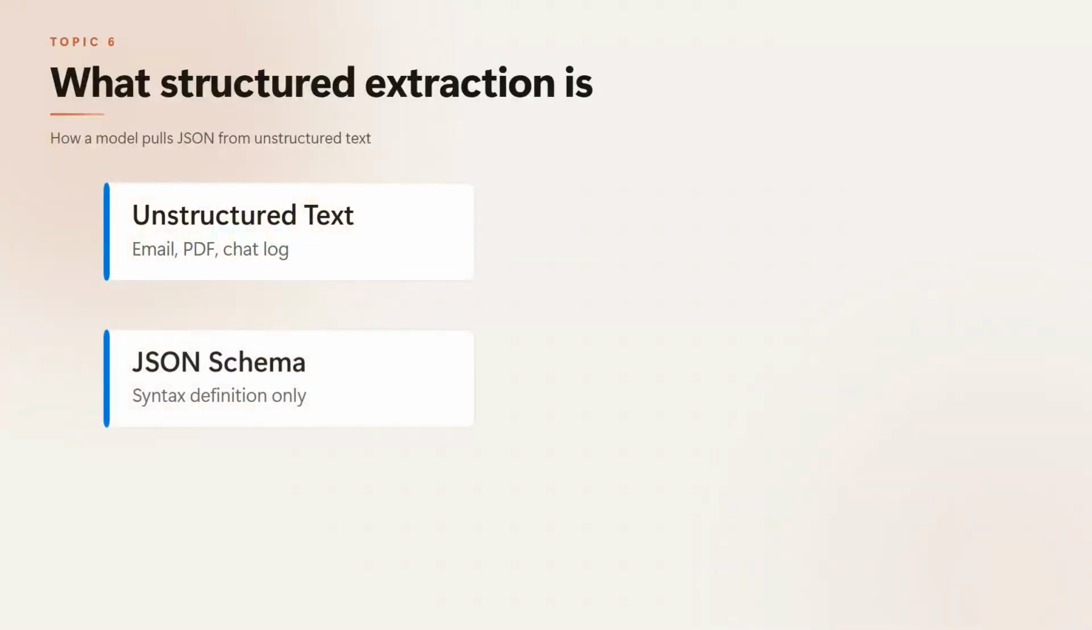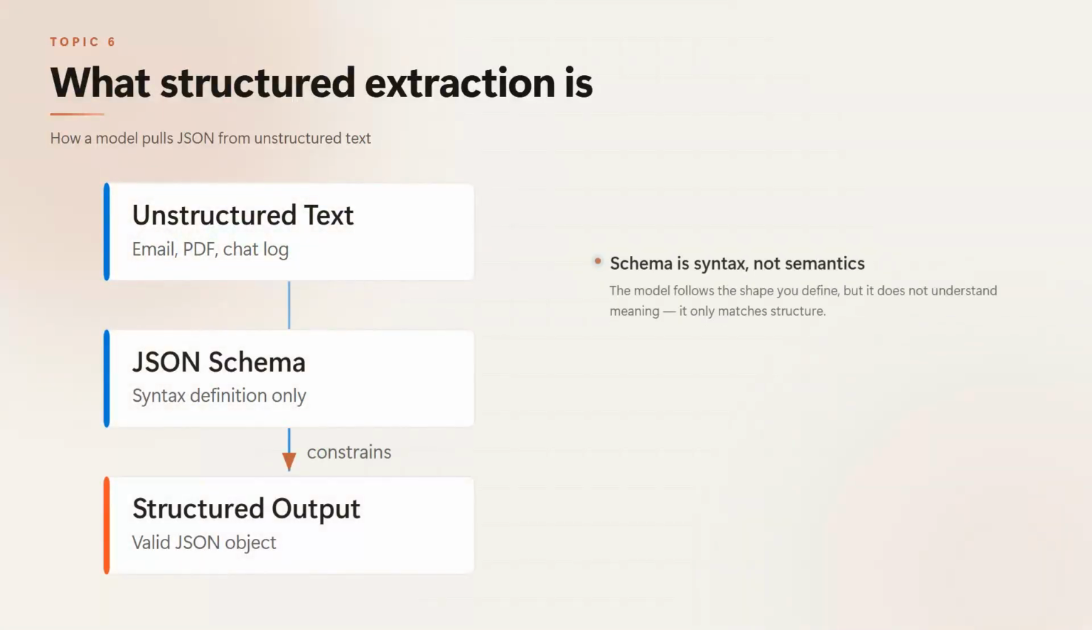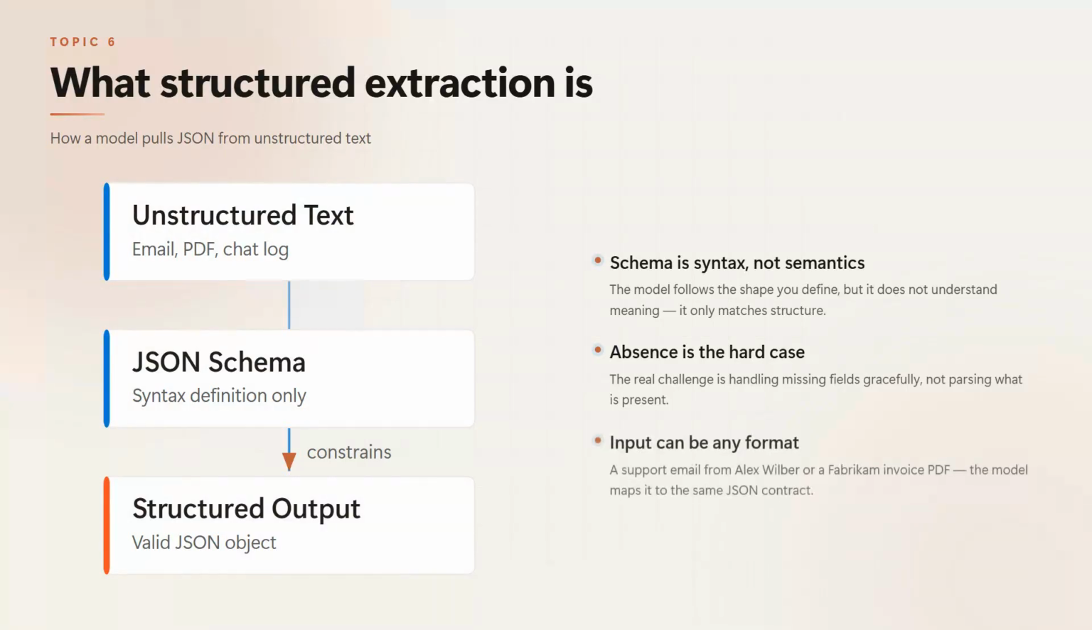Structured extraction pulls JSON objects from unstructured documents using a schema. But the schema only enforces syntax, it guarantees the output is valid JSON, not that the values are correct. The distinction people get wrong is thinking a strict schema makes the output trustworthy. It does not. The hard case is absence. When a required field has no source data, the model will invent a value rather than fail. That is the boundary. Schema stops malformed JSON, not hallucinated content.